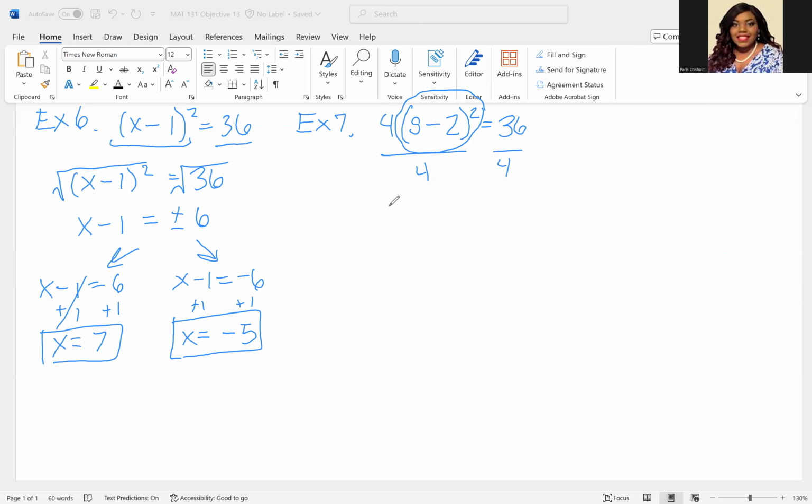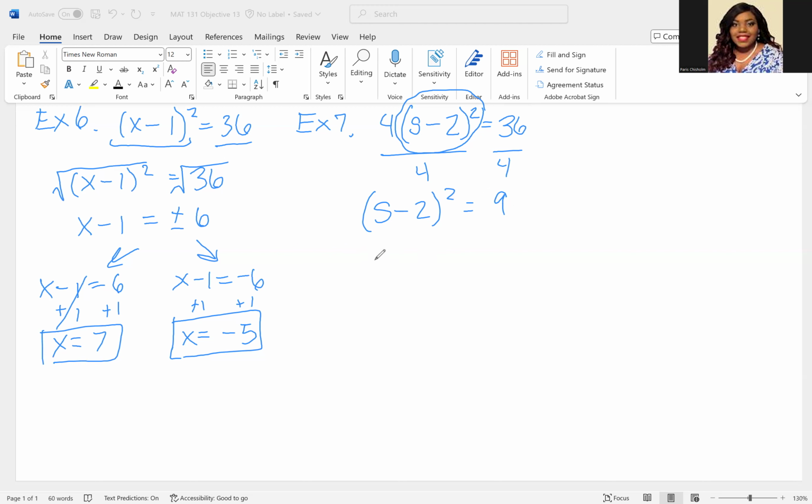So when we do that, we're going to be left with (s − 2)² equals, and 36 divided by 4 is going to give us 9, okay? So now that we have something squared equals something else, preferably the something else we want to be a perfect square, okay? And 9 is a perfect square.